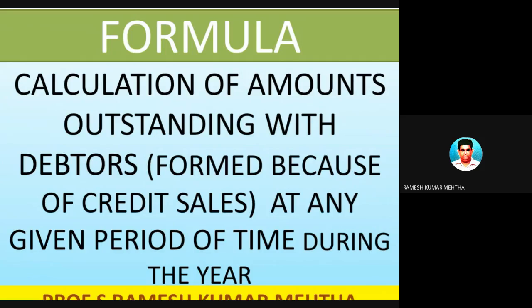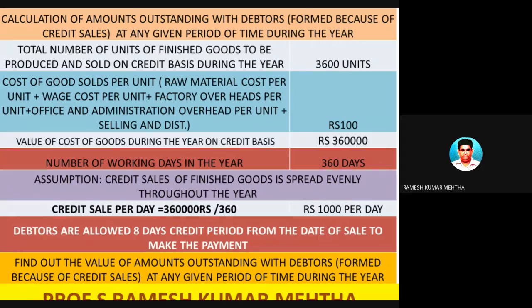Credit period. Okay. So we are now finding out the calculations or the formula for calculating the amount of money outstanding with debtors, and debtors are formed because of credit sales at any given period of time during the year. So the amount of money which is outstanding with the debtors at any given period of time. To find this out, I will take a small example and a numerical illustration to find out the amount of money which is getting stuck in debtors at any given period of time. So this is a numerical illustration.